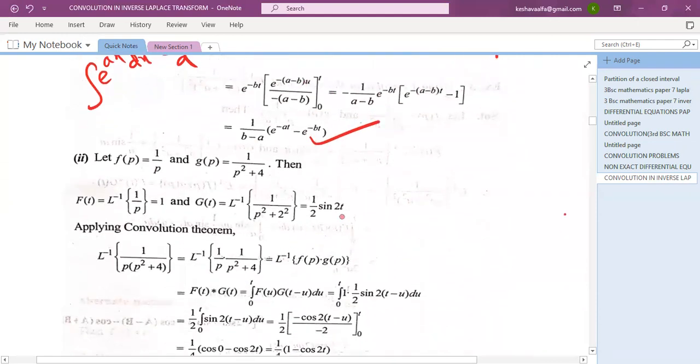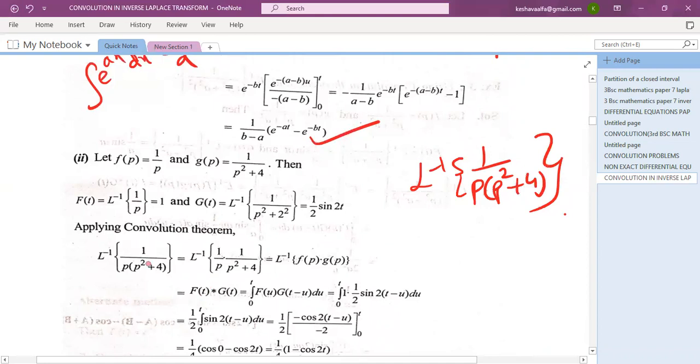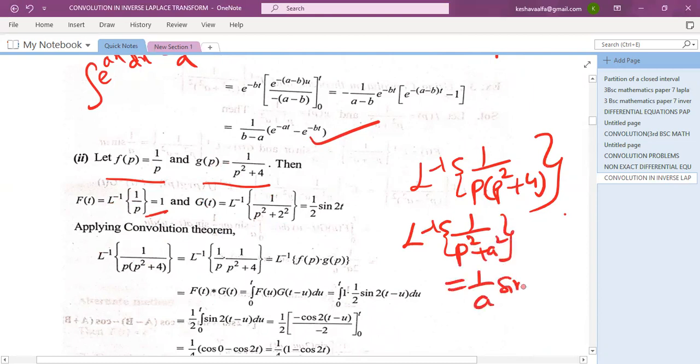Next, what is the inverse Laplace transform of 1 by p into p square plus 4? So clearly it can be written as 1 by p into 1 by p square plus 4. So let f of p is 1 by p and g of p is 1 by p square plus 4. L inverse of 1 by p is 1 and L inverse of 1 by p square plus a square. So we know the standard formula, that is 1 by p square plus a square is equal to 1 by a sine at. That is 1 by 2 sine 2t.